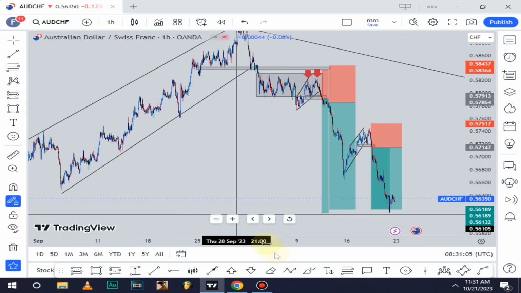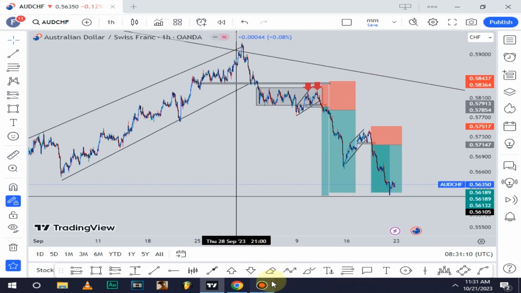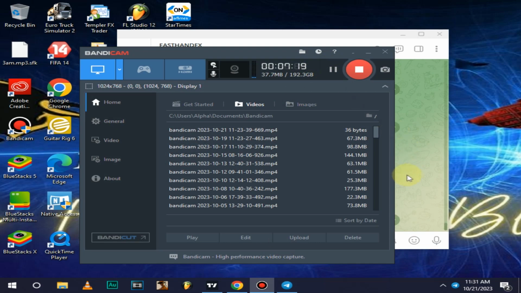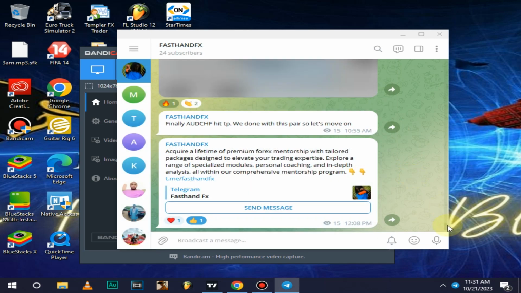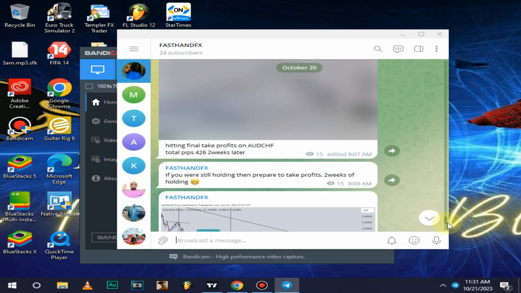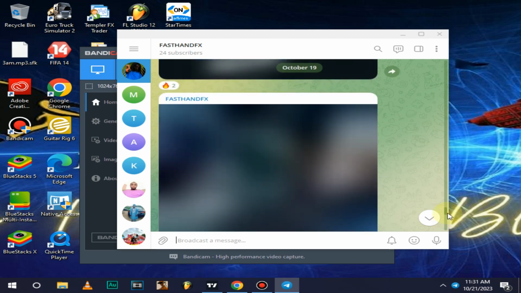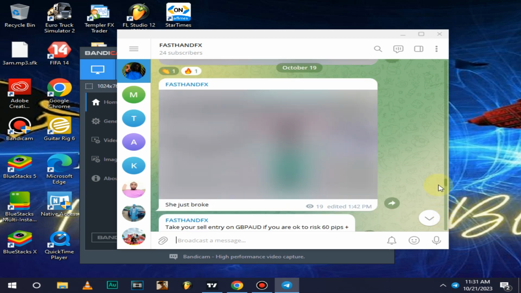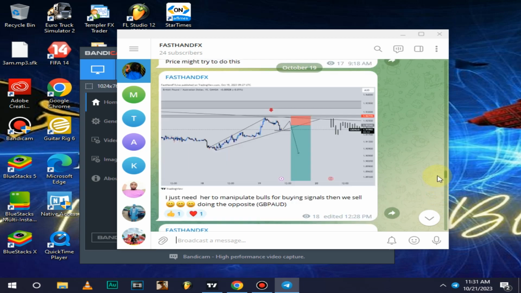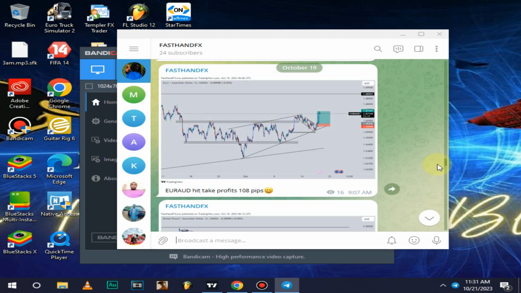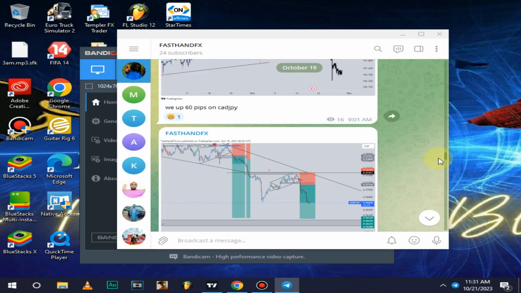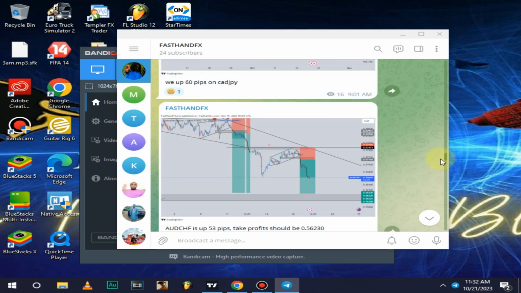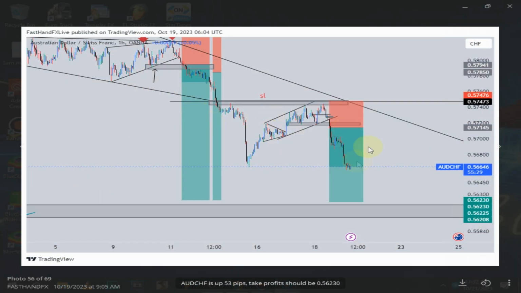All right, I also send these signals to my Telegram channel. Let me just show you that. So this was the Telegram channel. Let me just see if I can quickly find that Aussie Swiss franc. Okay, let me try to do that. All right, everything was lit. You can see this is when the scaling in for the third position was playing out.